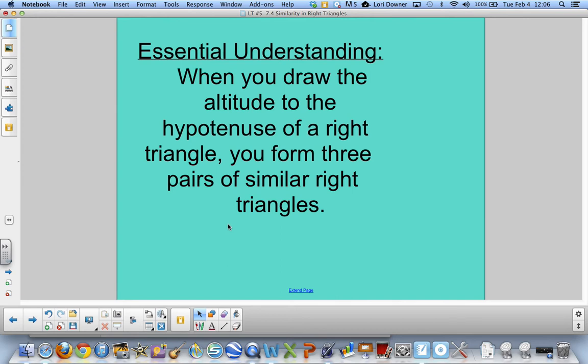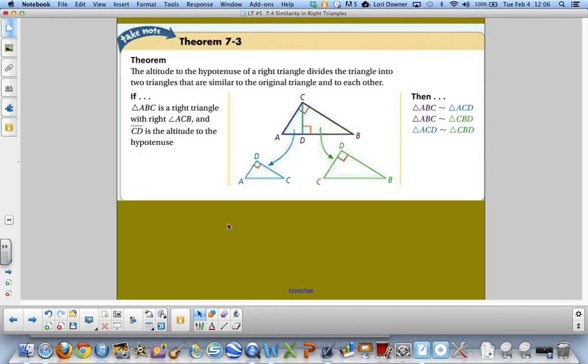When you draw the altitude to the hypotenuse of a right triangle, you form 3 pairs of similar right triangles. So that's what we're looking at here in Theorem 7.3. The altitude to the hypotenuse of a right triangle divides the triangle into 2 triangles that are similar to the original triangle as well as to each other. So you can see the 3 similarity statements written here. Pause this movie, add this to your purple sheet, press play when you're finished.